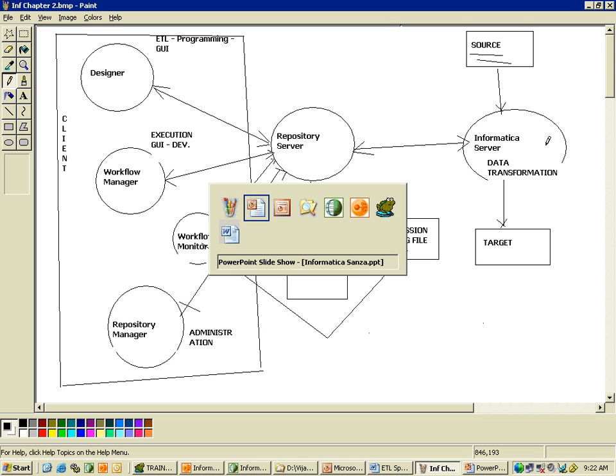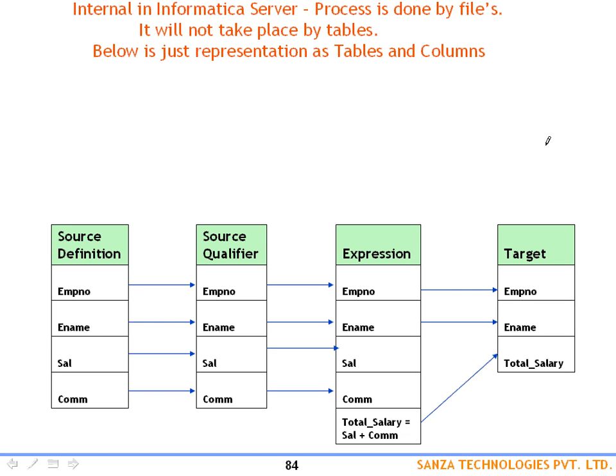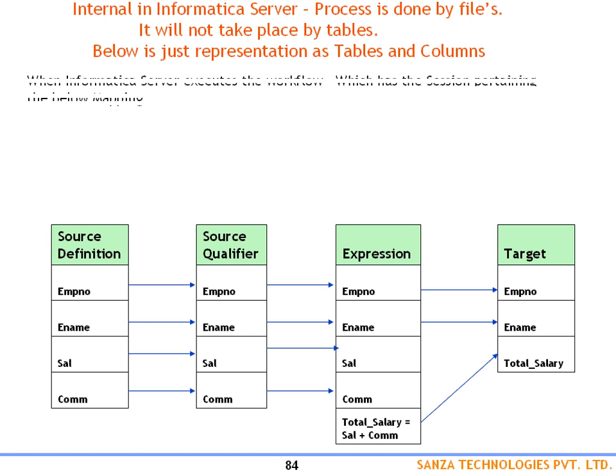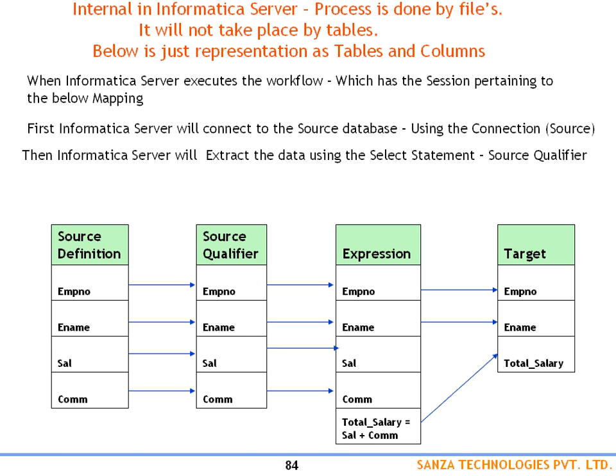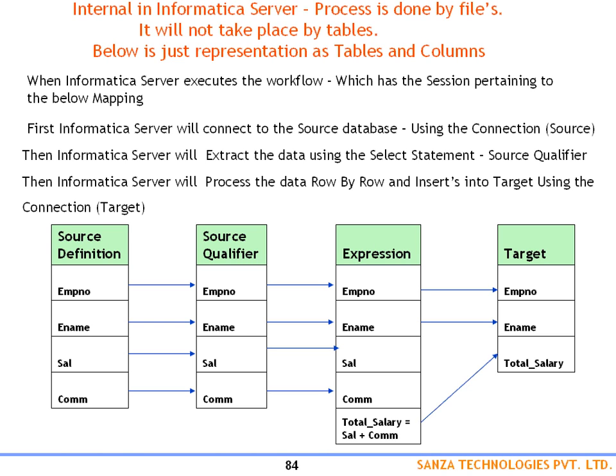That process I am going to discuss now. So let us assume that it has extracted the data from the source database and all the data has come into the Informatica server. Then when it connects and gets the data, puts the complete data into the Informatica server by the source qualifier select statement, it will process row by row and insert into target. Using the target connection information, it will connect and insert the data into the target.